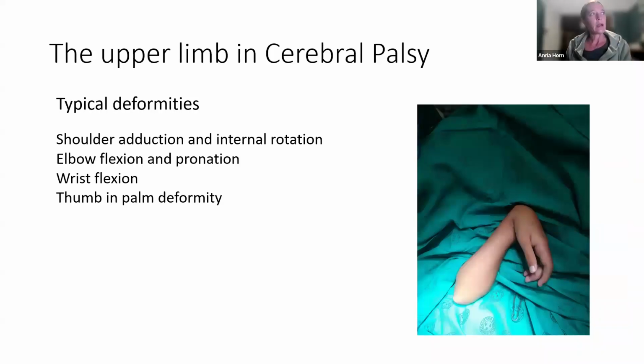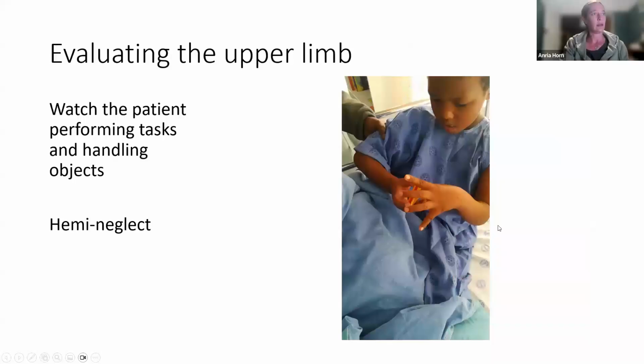Okay. So the typical deformities in the upper limb, we know these. So shoulder adduction, internal rotation, elbow flexion, pronation. Sorry, you can't see my hand. Wrist flexion, finger flexion, thumb in palm deformity. This is the CP hand. Okay, and there's a clear illustration of the CP hand.